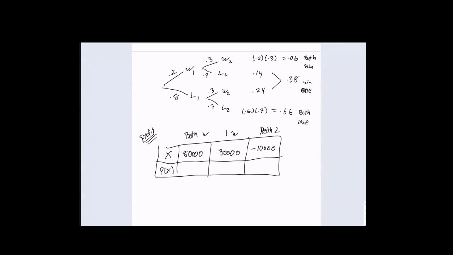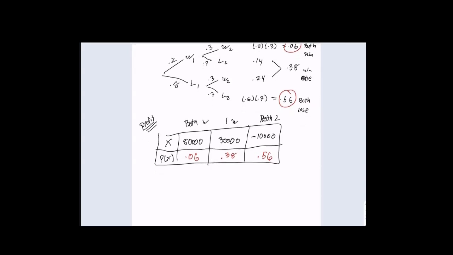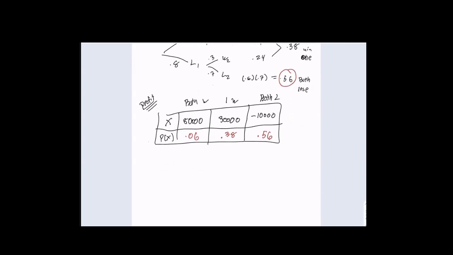And now we also have our probabilities. This was 0.06 that he wins both, nice and easy. 0.56 that he lost both, that was easy. The other one gets a little bit trickier because you have to know that you can win the first, lose the second, or lose the first, win the second. But we ended up getting 0.38. They add up to 1, so we know we've done it right.